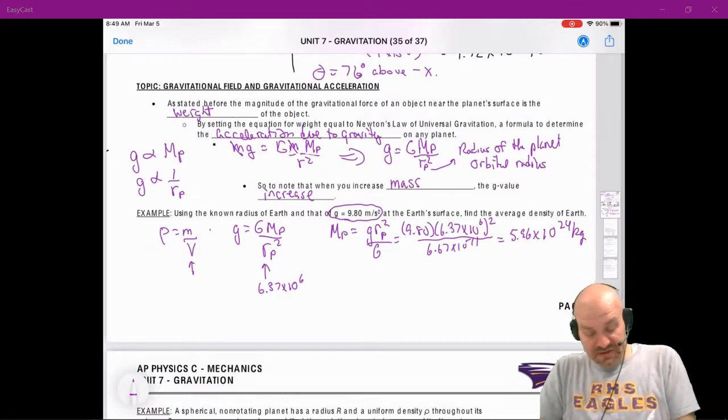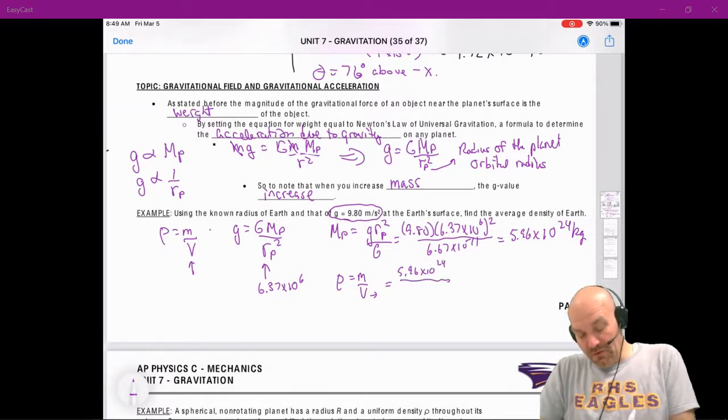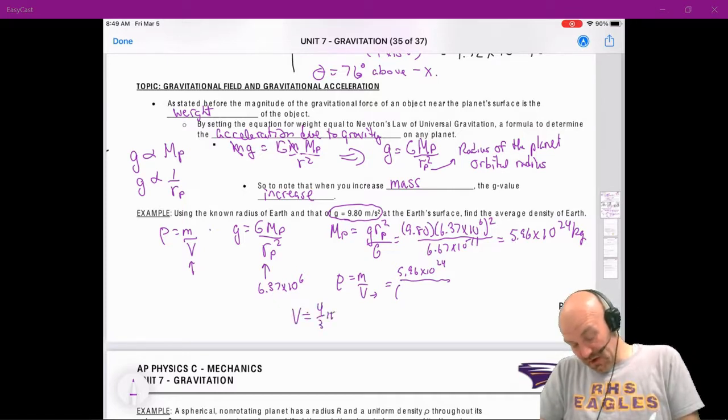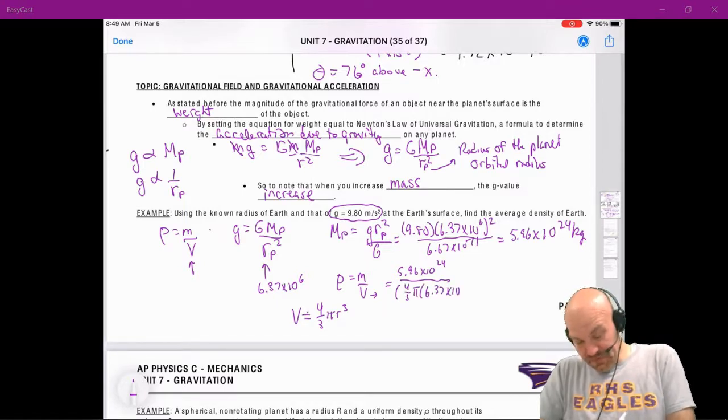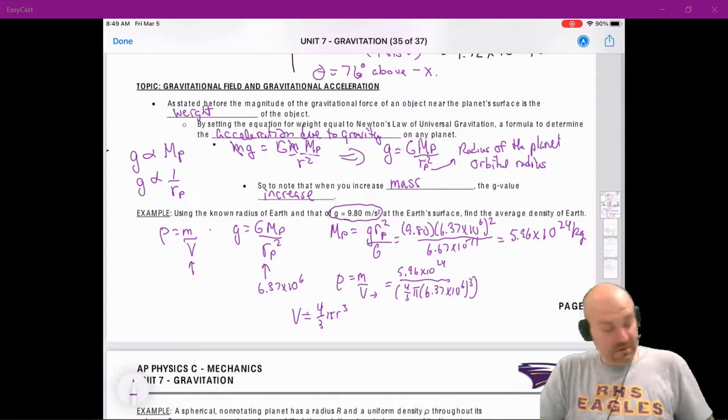Now I know that density is mass over volume, and I can solve this for the density, right? Because Earth is a sphere. And so I'm going to say 5.96 times 10 to the 24th over, now the volume of a sphere is 4/3 pi r cubed. So I'm going to do 4/3 pi times 6.37 times 10 to the sixth cubed, right?